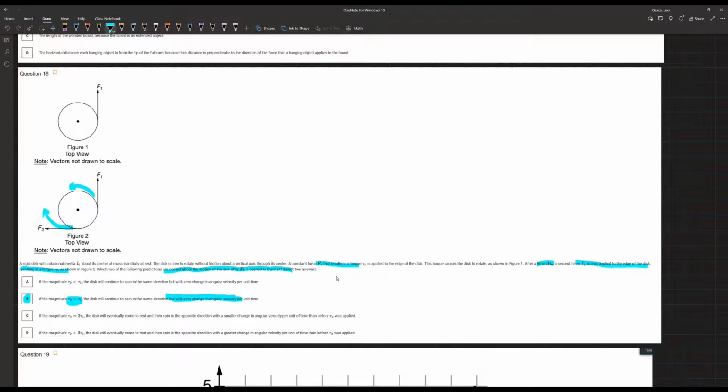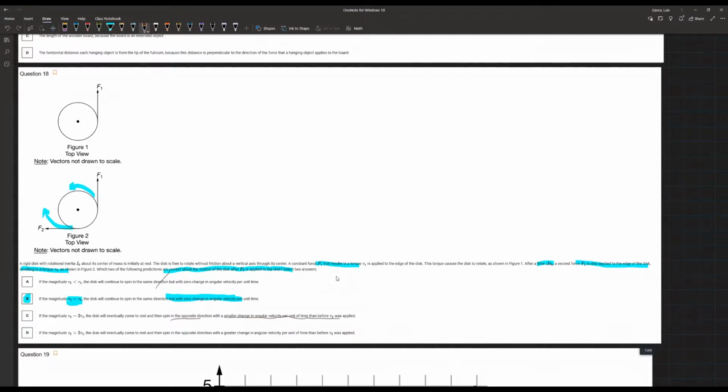Let's see here. If torque 2 is less than torque 1, the disk will continue to spin in the same direction, but with 0 change? No, there's still a net torque, so not this one. If the magnitude of torque 2 is twice that of torque 1, the disk will eventually come to rest and spin in the opposite direction with a smaller change in angular velocity per unit time than before. I don't think so, because we're going to have the same net torque.